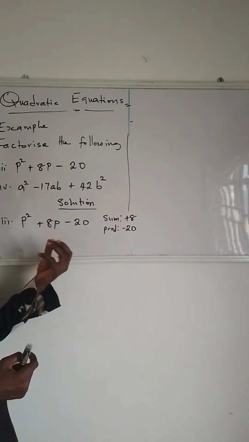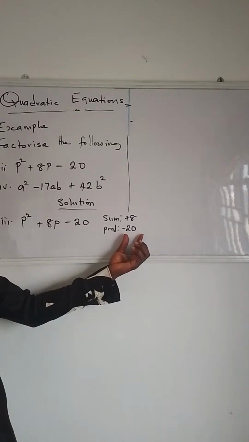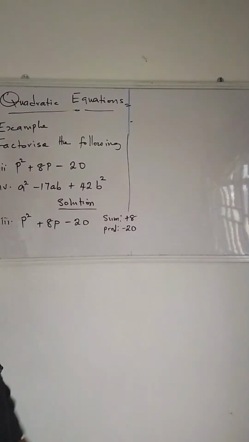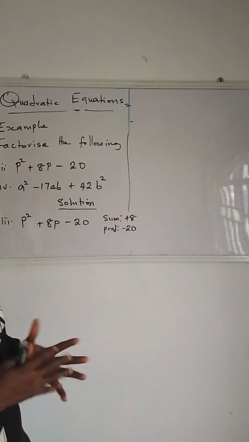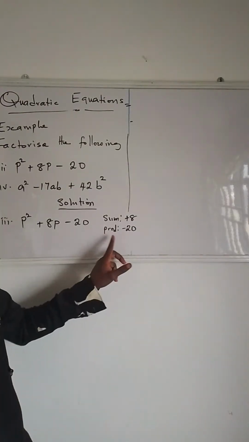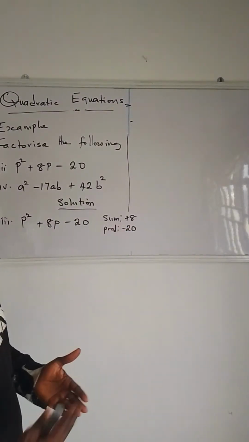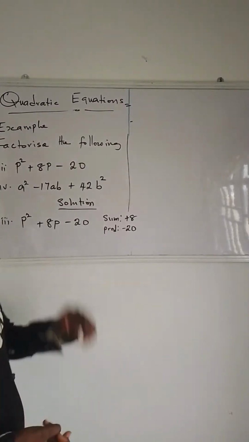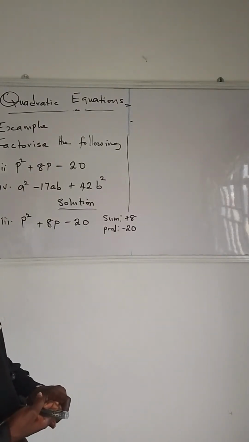So what are the two numbers such that when you multiply together, you have minus 20, and when you add together, you have plus 8? So what are the two numbers? I need you to quickly do that for me. Now I said that you look for all factors of this, negative factors of the product. So begin to think of negative factors of the product. So we have minus 2, we have minus 5, we have minus 10, okay? And then we also have minus 20.